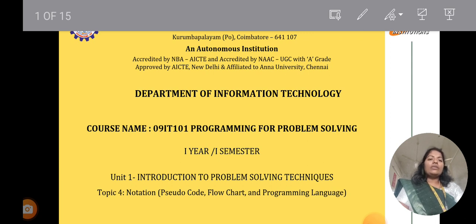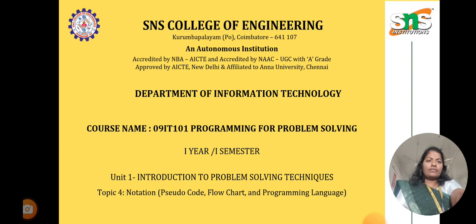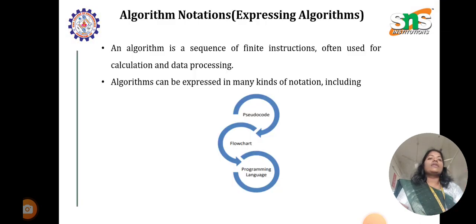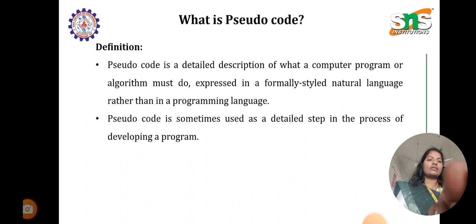Now we are going to learn about the topic, algorithm notations. In notations, there are pseudocode, flowchart, and programming languages. First one is algorithm notations. It is expressing algorithms. An algorithm is a sequence of a finite set of instructions often used for calculation and data processing. An algorithm can be expressed in many kinds of notations including pseudocode, flowchart, and programming languages.